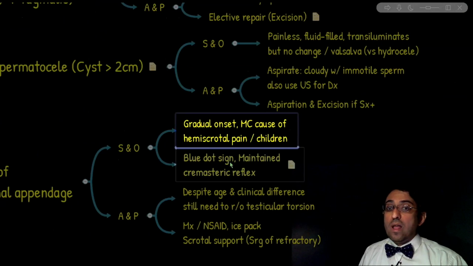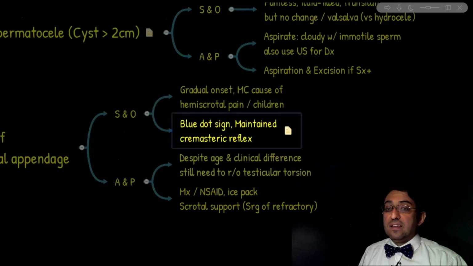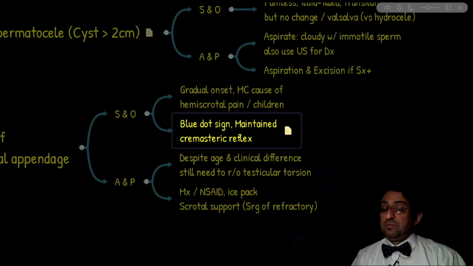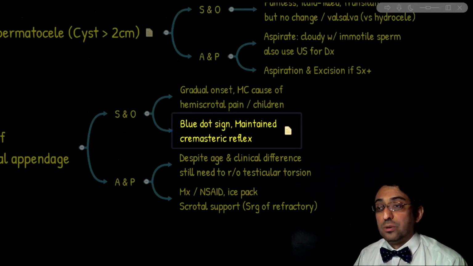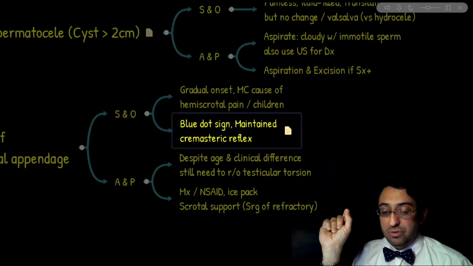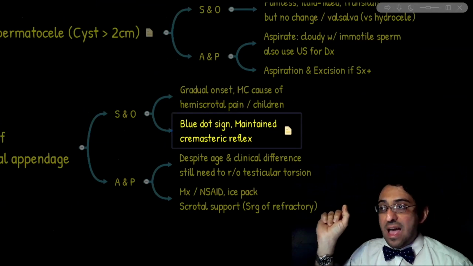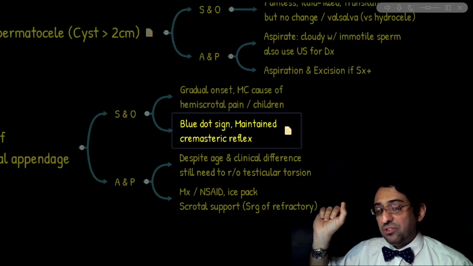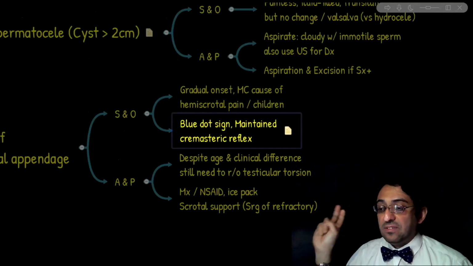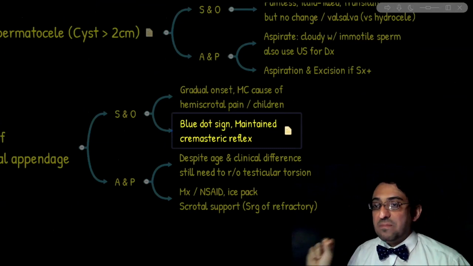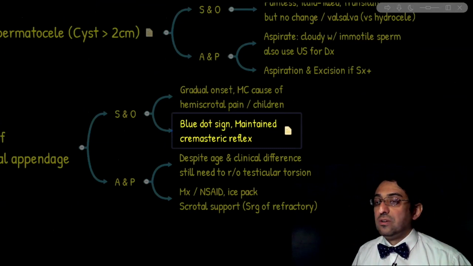Now, what is the important finding in the physical exam, especially the ones that can help differentiate it from the testicular torsion? One is the blue dot sign. There is a tiny blue dot on the area of the epididymis on the scrotum. That's referred to as the blue dot sign. And the second is the cremasteric reflex is not impaired as opposed to testicular torsion.